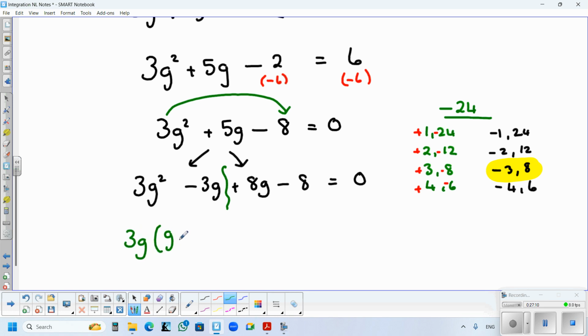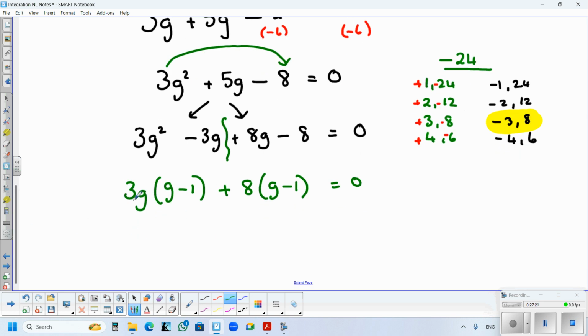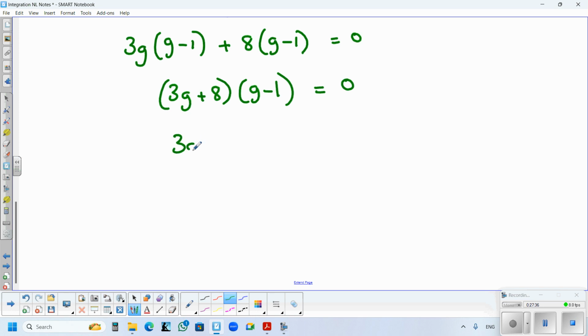I'm left with g minus 1. And here we've got 8 as our highest common factor. Pull it out and I'm left with g minus 1. I now have to form my two brackets. So first bracket comes from 3g plus 8. So 3g add on 8. Second bracket is the repeated one, g minus 1, and that's all equal to 0. So now we're getting towards solving for g. So either 3g add on 8 equals 0, or g minus 1 equals 0. That would give me take 8 away from both sides and divide by 3. So g is equal to minus 8 over 3, or g is equal to 1.